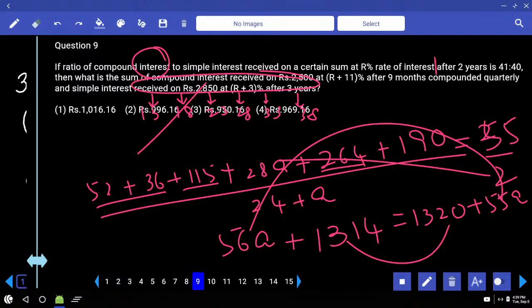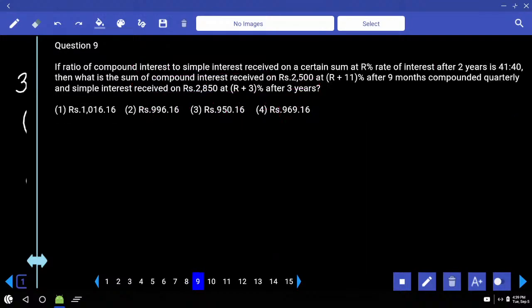Coming to the next question. If the ratio of compound interest to simple interest received on a certain sum at R% rate of interest after 2 years is 41:40, then what is the sum of compound interest received on 2500 at R plus 11% after 9 months compounded quarterly and simple interest received on 2850 at R plus 3% after 3 years?